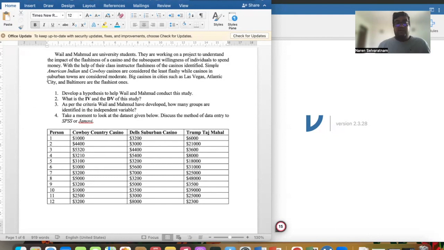Now, I have divided these casinos based on their flashiness into three groups. Once again, this is a hypothetical scenario, but I hope it would make sense. Cowboy casinos, so American Indian casinos, let's say the least flashy ones. And then we have casinos in suburban towns, those are the moderately flashy ones. But the flashiest ones would be the big casinos in big cities like Las Vegas, Atlantic City, Baltimore, and so on. So just get the logic like this.